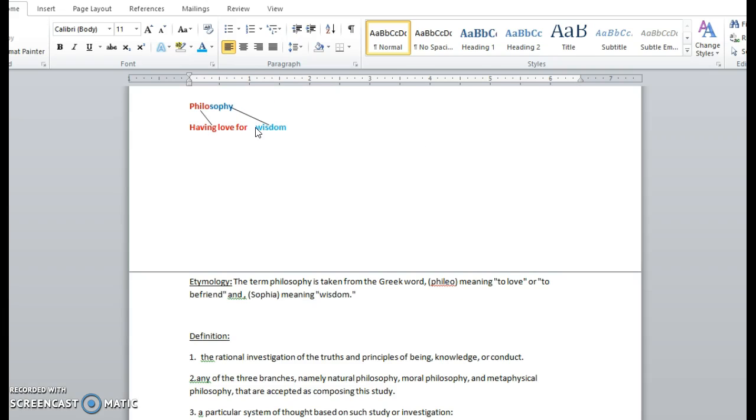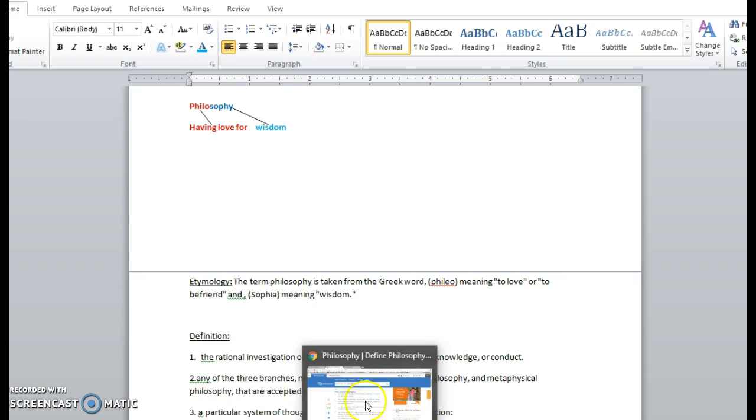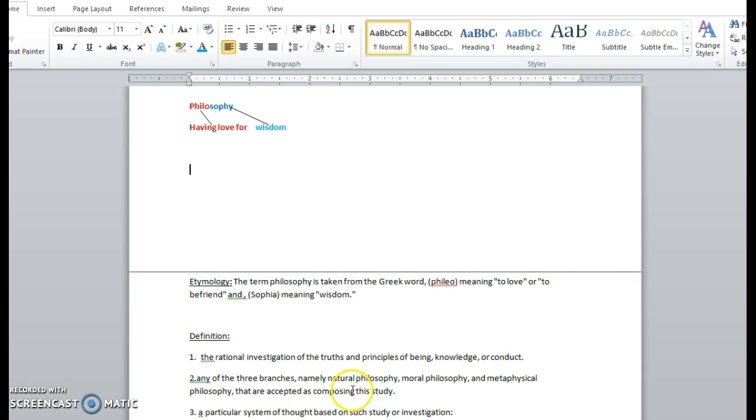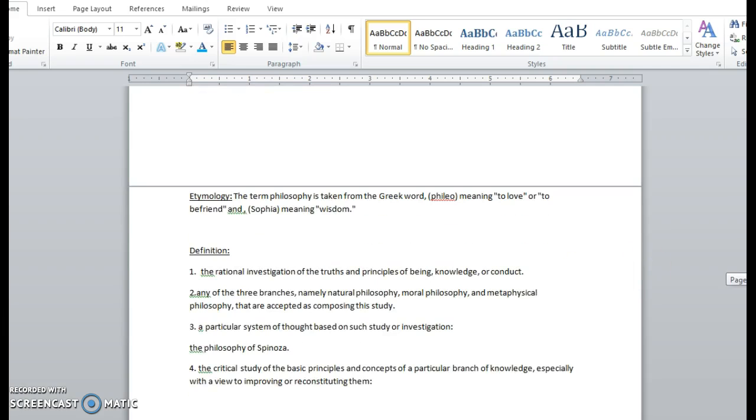Now, what you're going to do after that is you're going to actually go online, and you are going to go onto dictionary.com and see I typed in the word philosophy, and I'm going to look up the actual definition. So you're going to take the definition, and you're going to put it right here. Here's my definition, so you can see. Then what I want you to do after, you kind of put it all together and see how the root connects to the actual definition.